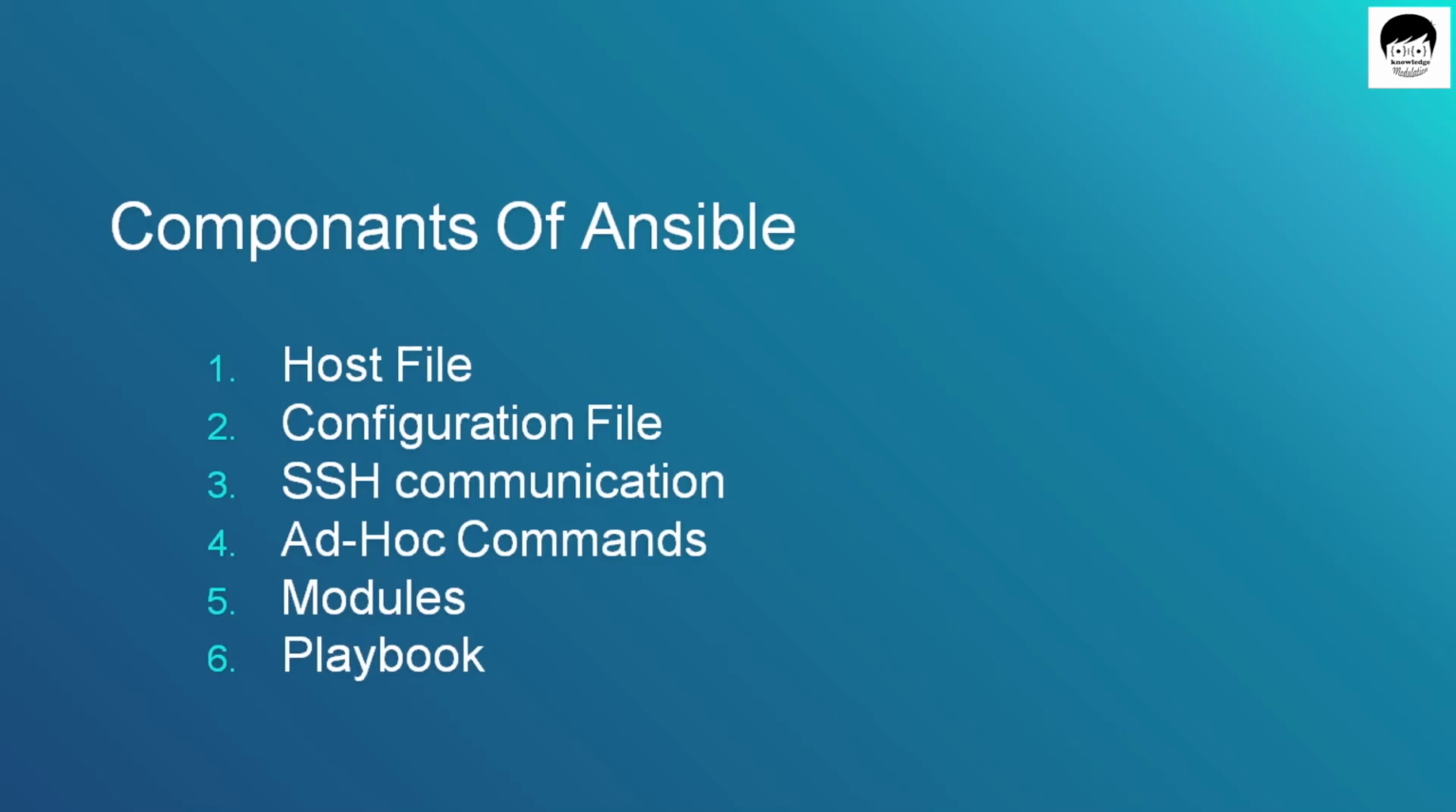So for this communication, we have to enable SSH connection, and we have to make some changes which we can do in the configuration file. So it is also one of the important components of Ansible. The third one is SSH communication. SSH is a very secure communication protocol, and due to this, Ansible is very secure. As per the security concern, it is one of the most important factors, and which is good. Ansible uses SSH communication.